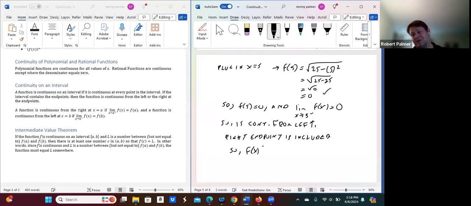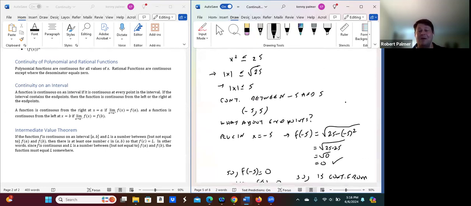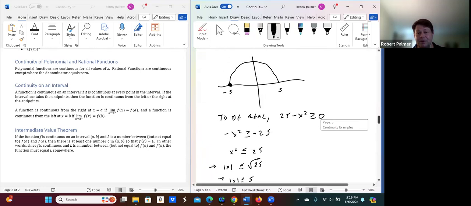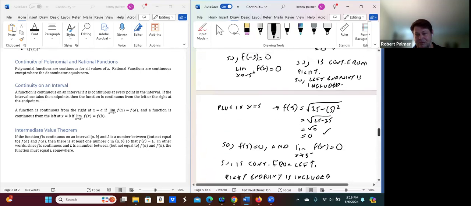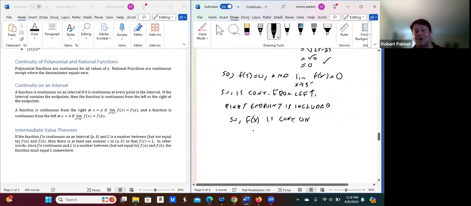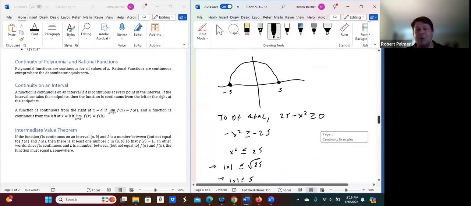So f of x is continuous on the interval. Before, we said it was definitely continuous on the interval from -5 to 5, not including the endpoints, but we had to check the endpoints. And since we did, we know this endpoint exists and it's right there. So f of x is continuous on the interval from -5 to 5 with endpoints included. Now, it's kind of a lot of work just to show that. You can basically tell it from the graph, but you want to make sure that was clear. So the way to actually show it is that way.